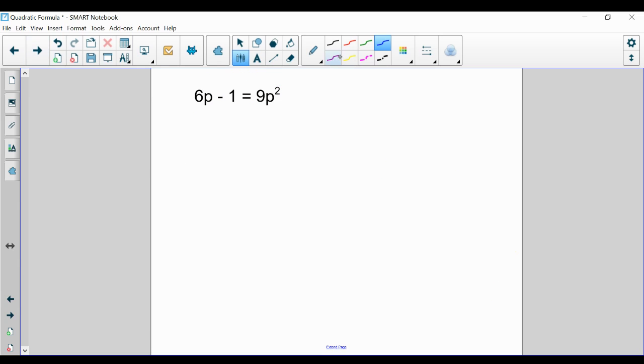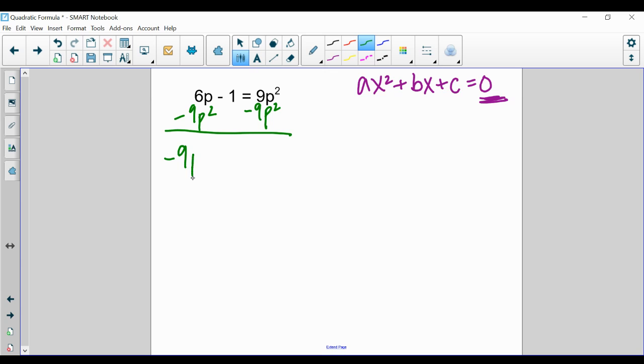Okay, so when we have done the quadratic formula, we need our equation to look like this. Ax squared plus bx plus c equals 0. And what's happening in this situation is it doesn't look like this. I don't see this 0. So I need to rearrange. So I'm going to subtract 9p squared from both sides. So I end up with -9p squared plus 6p minus 1 equals 0.